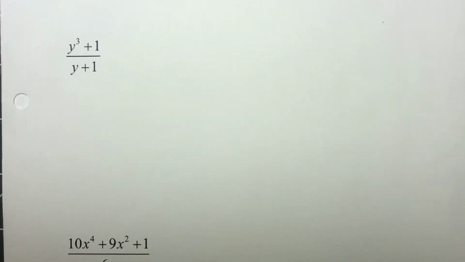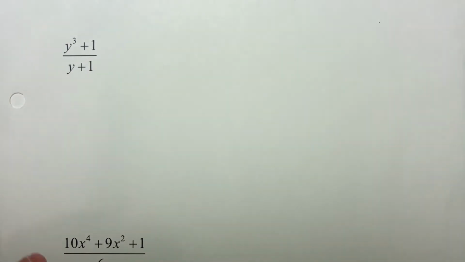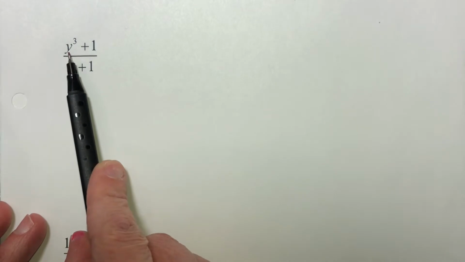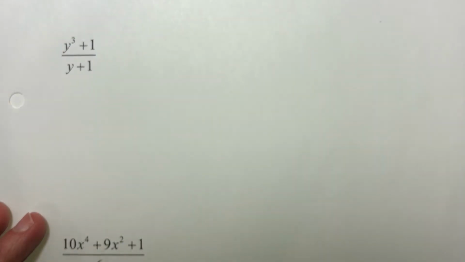Section 5.8, Part 8, long division. First thing we check for is missing terms. Here I have a cube. I do not have a second power or a first power, but I do have a constant.